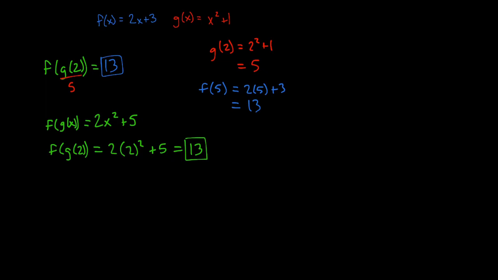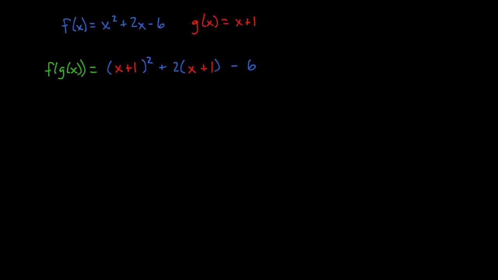So you have a couple options. You can either find f of g of x as its own function and then just plug that value into that function, or you can do it a step at a time and do g of that value. Whatever you get out from there goes into f. You plug that in, and then whatever that spits out is your composed value.